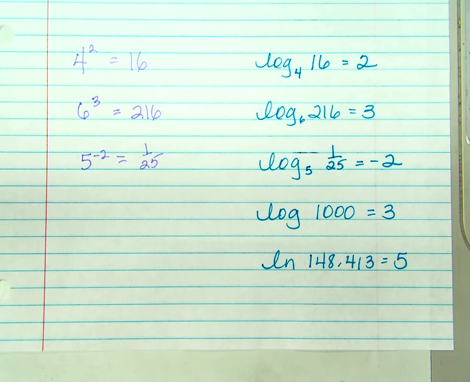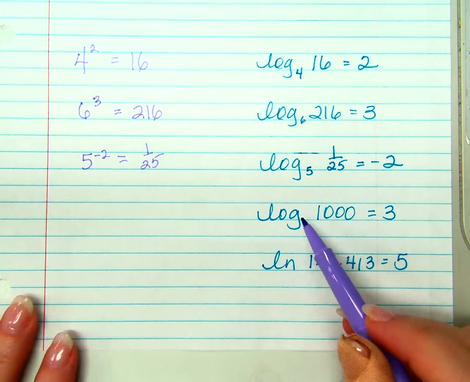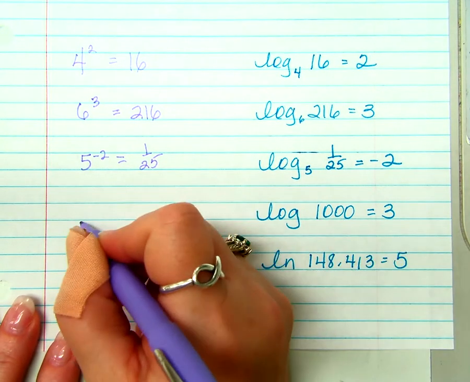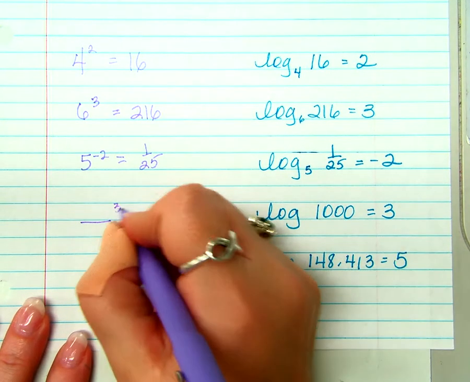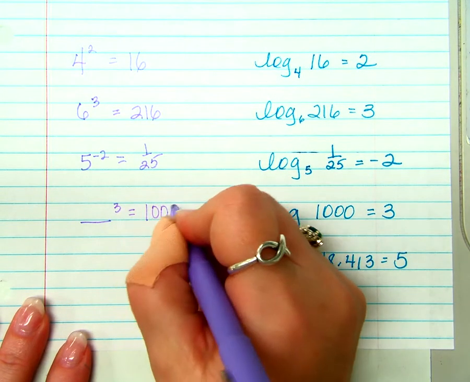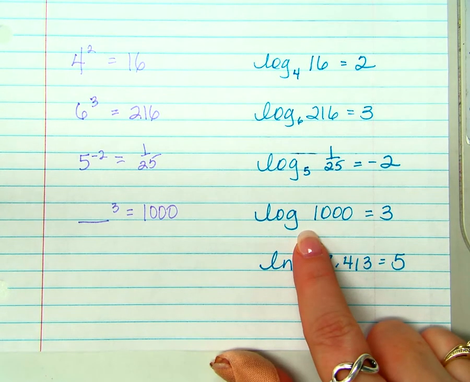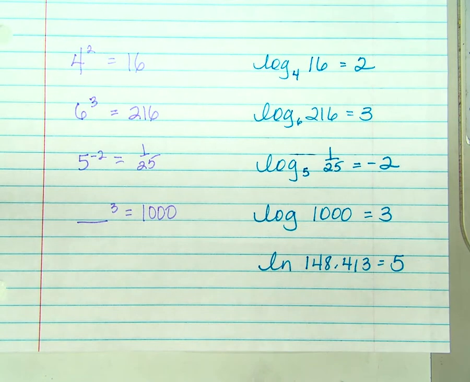Huh? You think there's a problem with this? Why? There's no base. Rewrite it as if there was a base. We'll just put a line. Something to the third power equals 1,000. Is there anything that you know of that to the third power equals 1,000? 10. Well, why the heck did they not write 10 right there? And by they, I mean me. I wrote this. Why didn't I write 10 right there?